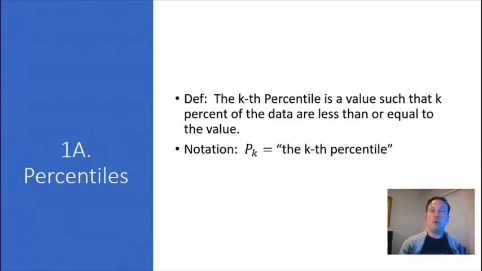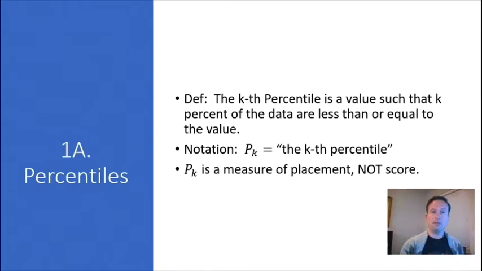The notation for it is P sub k, which will just stand for the kth percentile. And one note about what it is: it's a measure of placement or rank, not an actual score. It's not an actual score, but a placement.